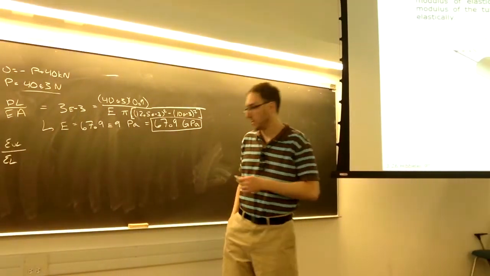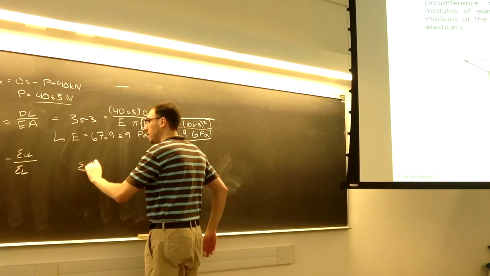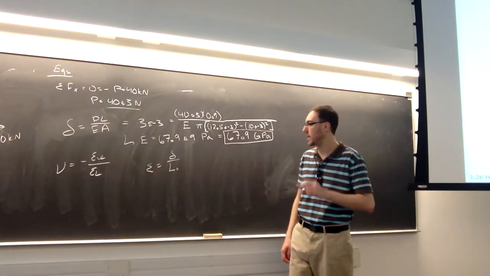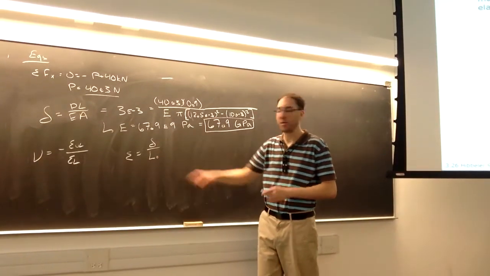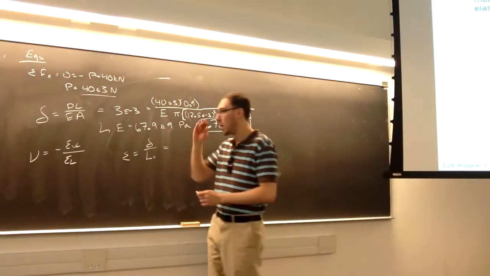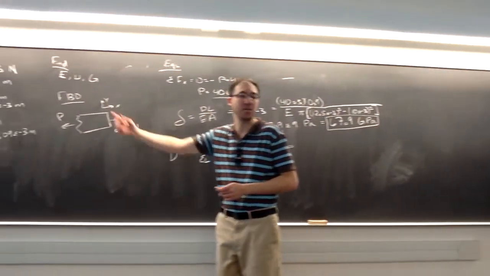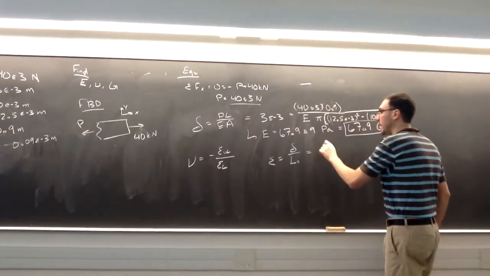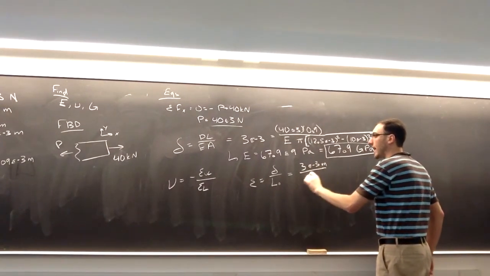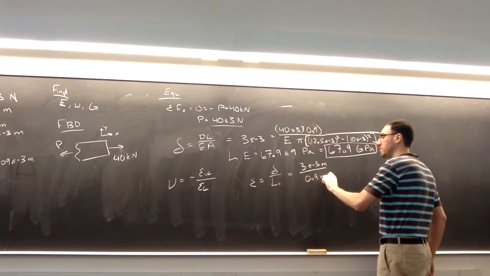Delta over L naught. Right. It's a normal strain, and Tyler brought it up before. We know both of these things, so we can calculate the strain along the loaded direction, or what I called already the x direction. The change in length was 3 times 10 to the negative 3 meters. The gauge length was 0.9 meters.